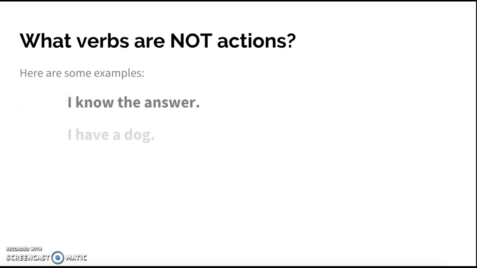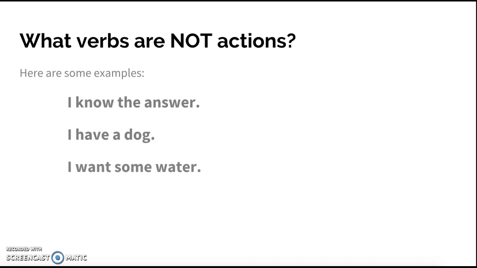Another example, I have a dog. So we're talking about right now, I have a dog, but I'm going to use the simple present tense here because have is not really an action either, right? I'm not doing anything. I just have a dog. So the verb have is also not an action.